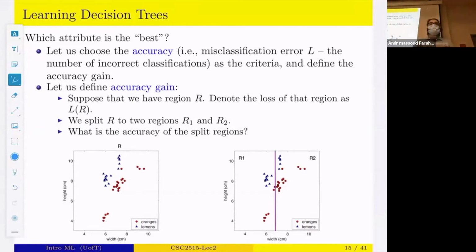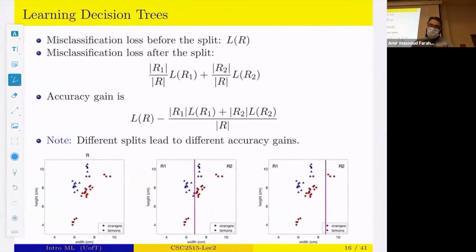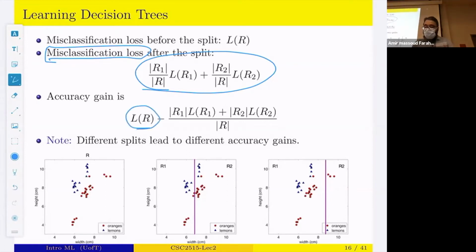One is based on accuracy, and we define accuracy gain, which means how much the accuracy changes before and after a split. We talked about how it's defined. Essentially, we have this misclassification loss or rate, which is how many errors we make if we say that a region should be orange, but there are a few lemons in that region. After the split, this would be our misclassification rate. Before that, it would be this one. The difference would be our accuracy gain.